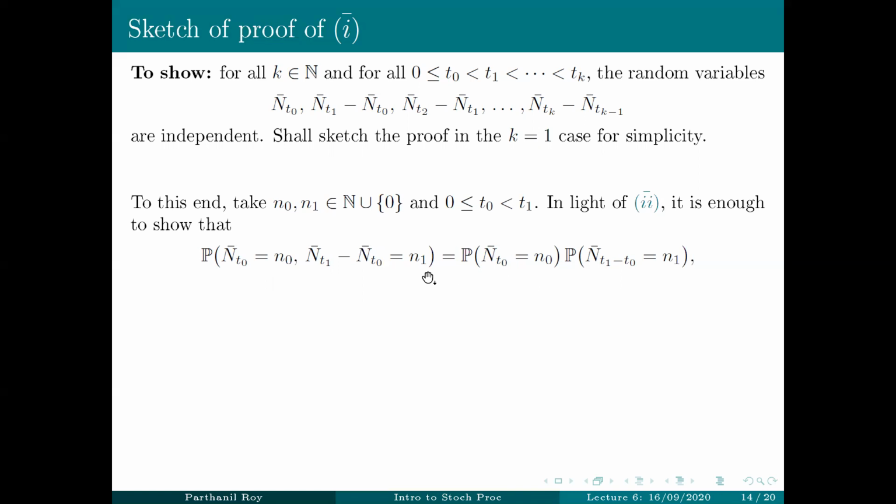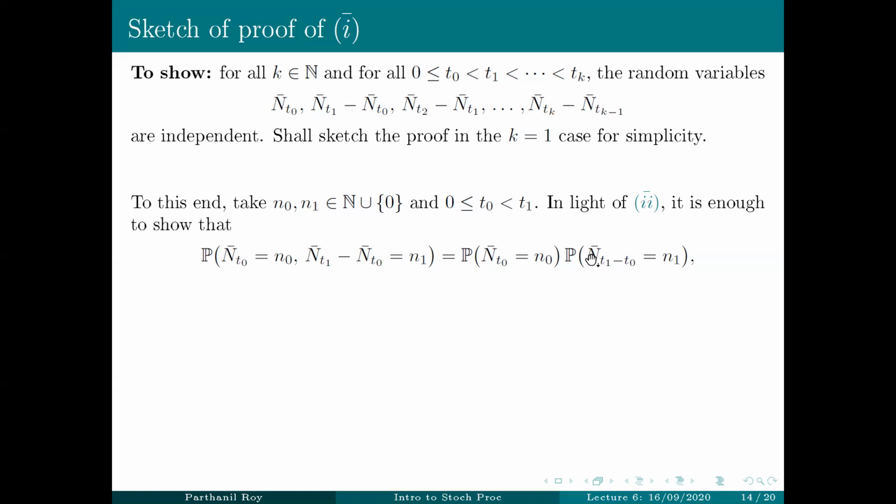Now, of course, I have n bar of t1 minus t0 here, not n bar t1 minus n bar t0, but these two have the same distribution anyway. That's the statement of 2 bar. The distribution of n bar t1 minus n bar t0 is the same as n bar of t1 minus t0. That's 2 bar. So in light of 2 bar, I can easily replace this by n bar t1 minus n bar t0. So therefore, once we show this, the independence of these two random variables is proved.